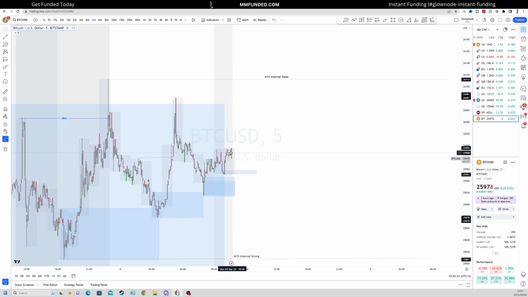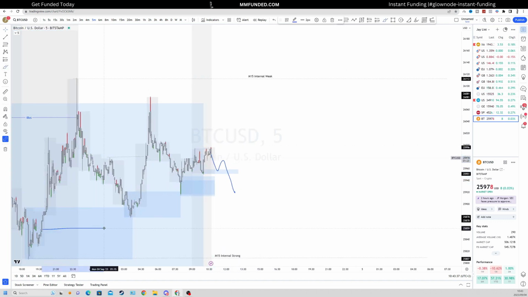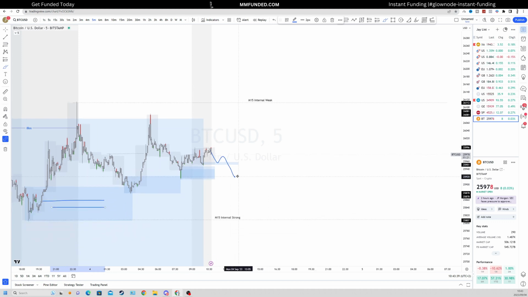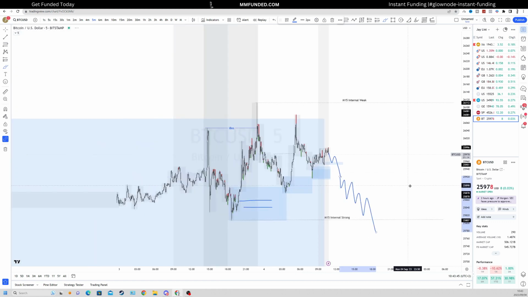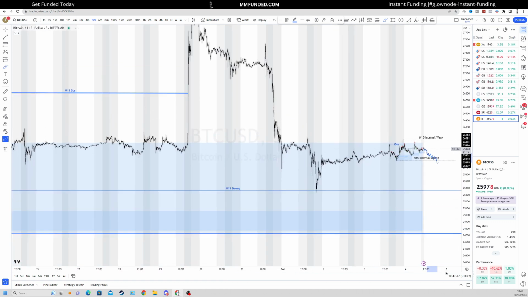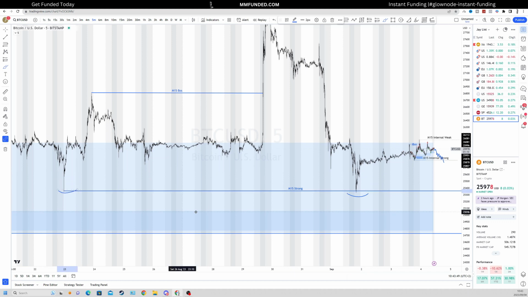If price fails these demand levels, potentially we could then see just a pullback into deeper areas of demand before looking for that confirmation, or price could just want to completely continue lower to sweep all of this liquidity here and here into the deeper areas of demand.